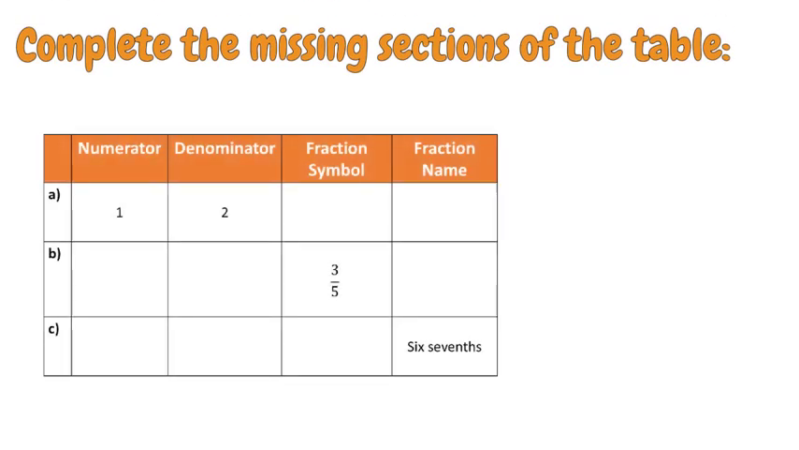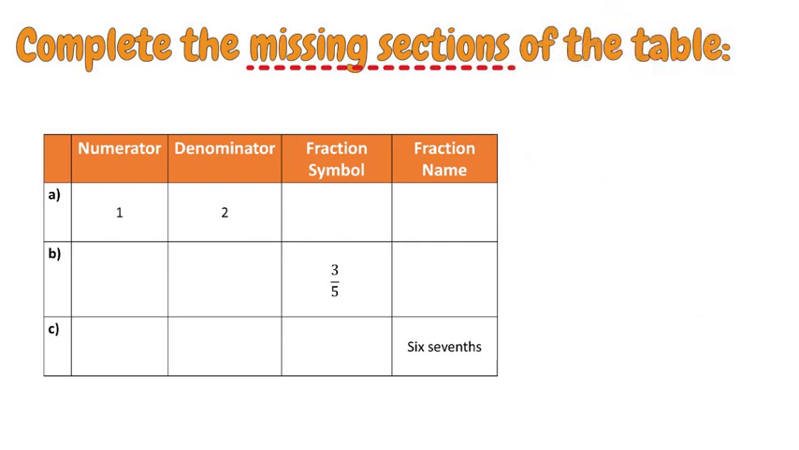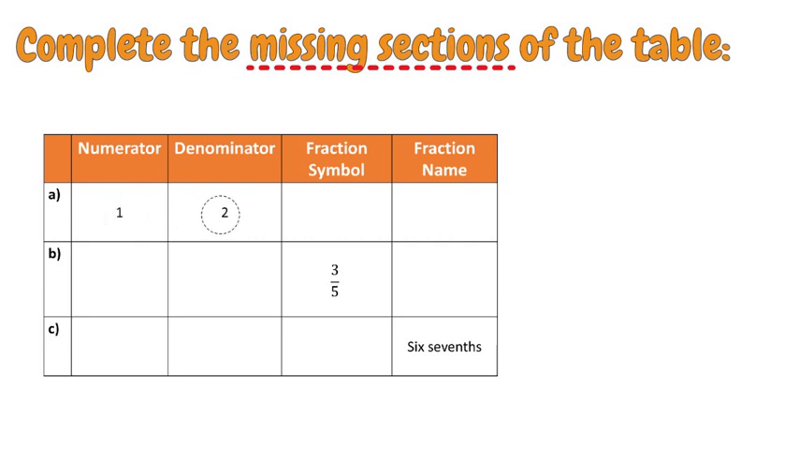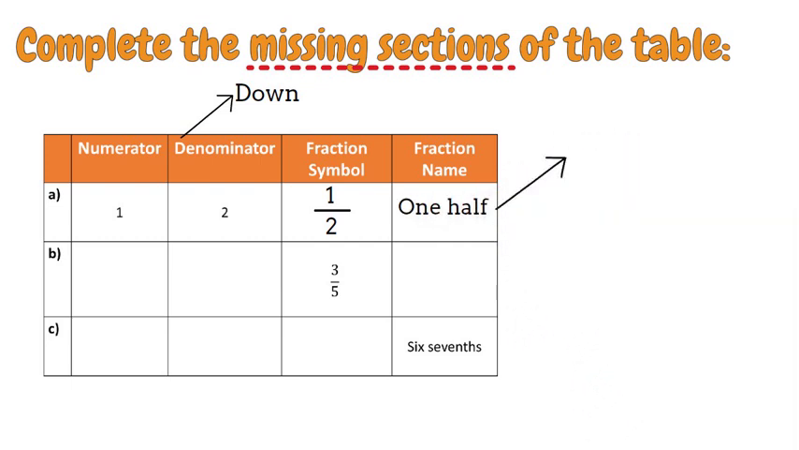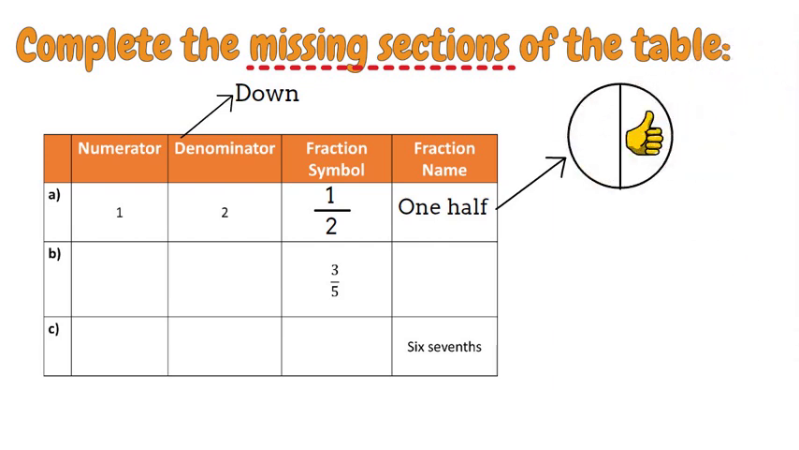Here we have been provided with a table where we are required to complete the blank sections. Let's start with part A. We can see that the numerator is 1 and the denominator is 2, and we need to provide the fraction. Since we know that the d in the word denominator stands for down, the number at the bottom of the fraction will be 2, and the number at the top of the fraction will be 1. The name of this fraction is 1/2. This fraction shows us that a whole has been divided into 2 equal parts and one piece has been selected.